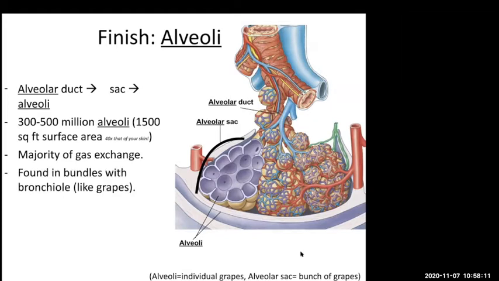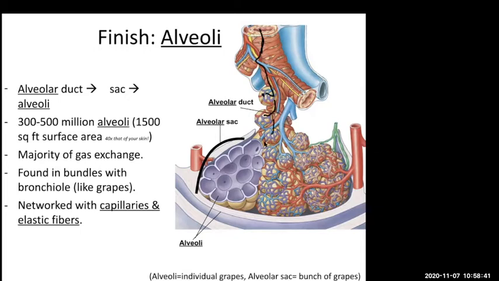So you could think of the alveolar sacs as these, 1, 2, 3, 4, a whole bunch of alveoli, like a bunch of grapes. Each individual grape is an alveolus, collectively called alveoli. And just to understand the structure, air is coming in through here, passing through here, a little gas exchange here, and it goes into these.